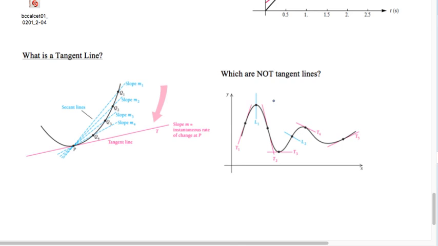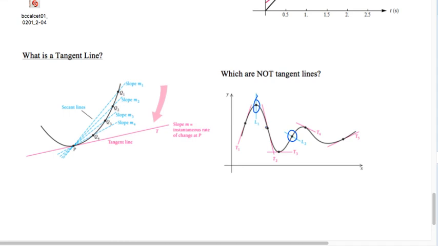Okay, here's a diagram here. This one is not a tangent line. This is not a tangent line. They just cut through the graph. Now at this one, the slope of the line does approximate the slope of the function at that point, so that would be considered a tangent line.